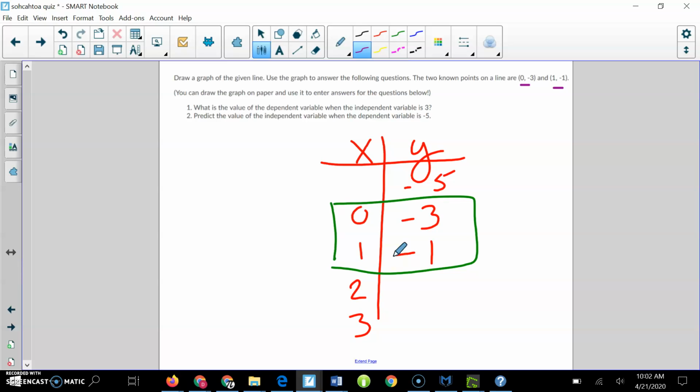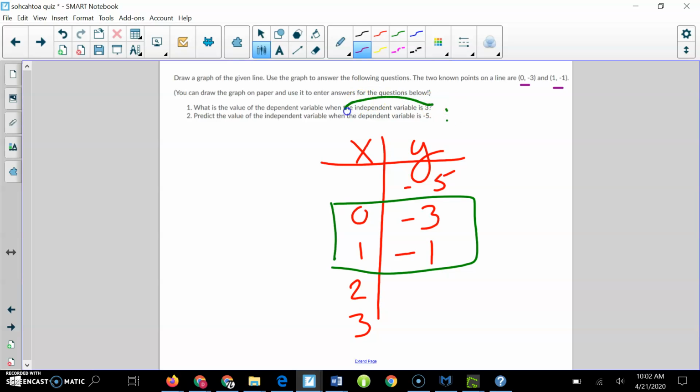And you'll notice that, if this is the pattern here, it looks like as the x value goes up 1, the y value goes up 2. So this is +2, +2. So we could look at that to answer the questions for number 1 and number 2 here.